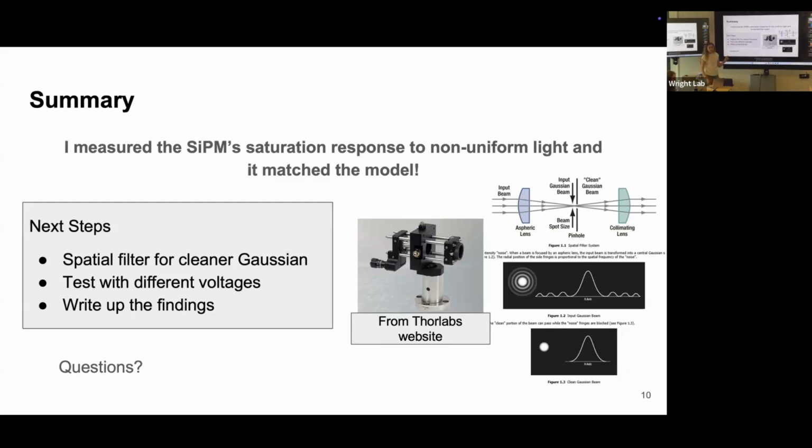And then I'd also like to test what we call different overvoltages, which is just changing the bias on the SiPM, because we expect that to impact the reset time of the SiPM, and that will let us test the tolerance of the model. And then finally, hopefully write up the findings.